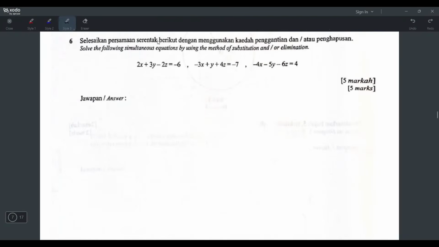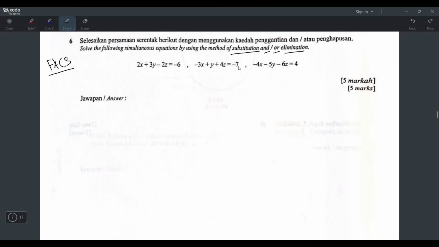Okay, let's move on. Number 6. This one is from Form 4, chapter 3. It's called system of equations. Solve the following simultaneous equations by using method of substitution and or elimination. It means they never specify which method, so you can use both, either one can also. But of course, if they mention one specific method, then you have to follow that method. But this one they said both also can, so you just do whichever you like.